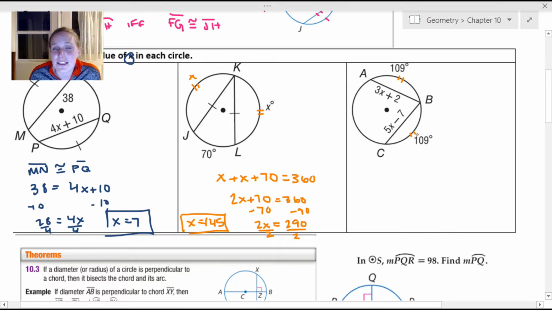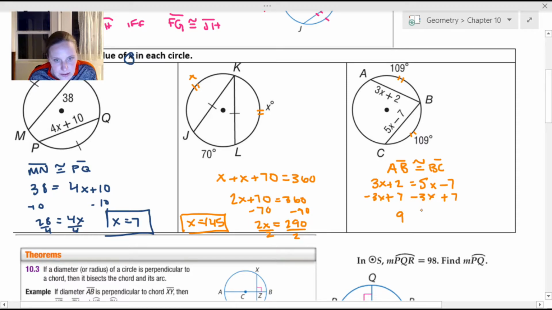So these two arcs are the same, which means AB is going to be congruent to BC. So their measures are going to be equal. So 3x plus 2 has to be equal to 5x minus 7. And now we're just solving. Add 7 to both sides, and I get 9. And I'm subtracting 3x. Oh, that's not pretty. It's 2x. Divide by 2, and I get x is equal to 4.5 or 9/2. Either way, I don't care.